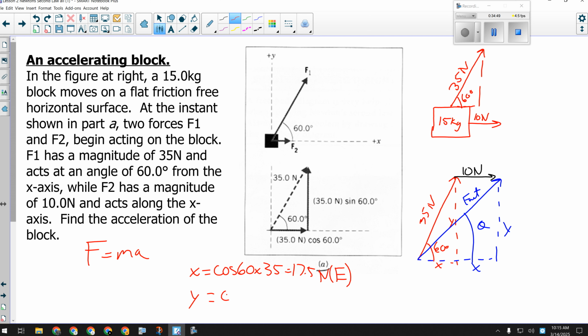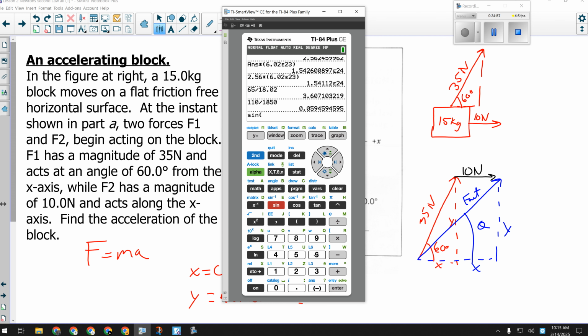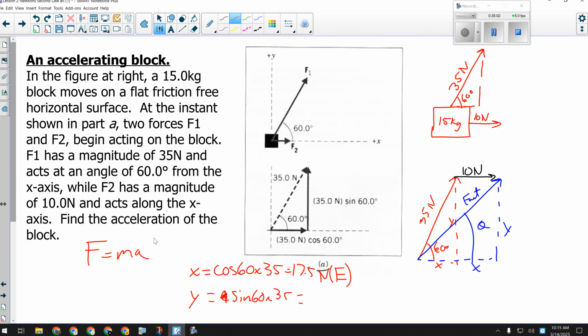y will be the sine of 60. That one I can't do in my head. Okay, times 35. Okay, 30.31 newtons. Oh, sorry, I said east. Am I right if I say east? Not what they said in the question. Okay. I can just say along the x-axis for now. That's about all that would be accurate here. Okay. So I'll just say positive. Okay. And then the y will be up.